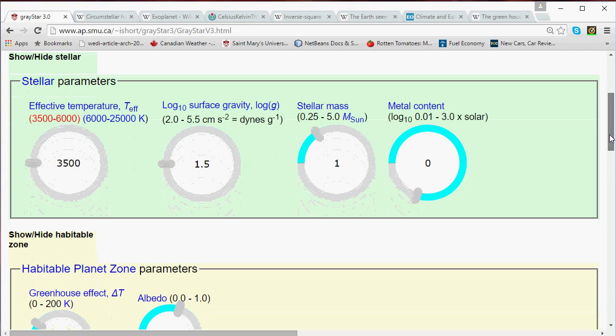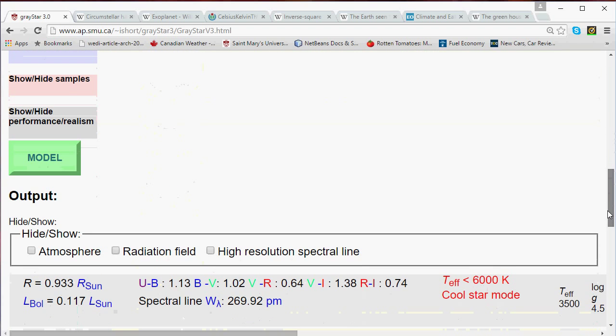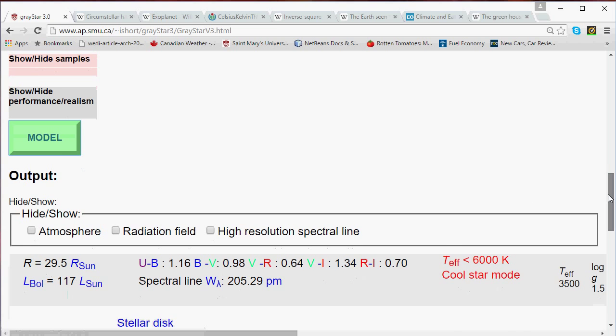And if you followed episode 3 in this video series, you know what's going to happen to the radius. We're squeezing the star with a much lower force of gravity, so the star can puff up more and occupy a larger volume, and it will have a larger radius. Right now we're still at the Sun's value of 1 solar radius, about. Let me hit the model button, and you can see that the radius has gone up to almost 30 solar radii. What we've done here is turn the surface gravity down by a factor of 1,000, from log g 4.5 to log g 1.5. And that gives us a much bigger star.